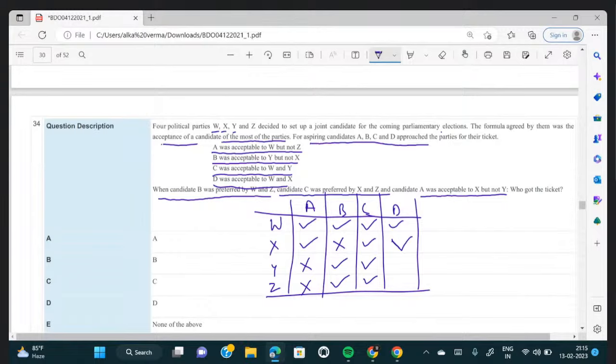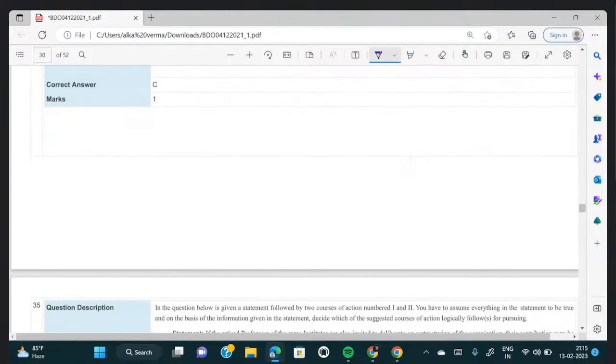Who got the ticket? Now, in this, if you see, regarding these two, not known. So we will not interfere here. But who got the ticket means who got the most acceptance by the parties. If you see C, 1, 2, 3, C is the person who is accepted by most of the parties. So C is accepted by all. In that case, C becomes your candidate.